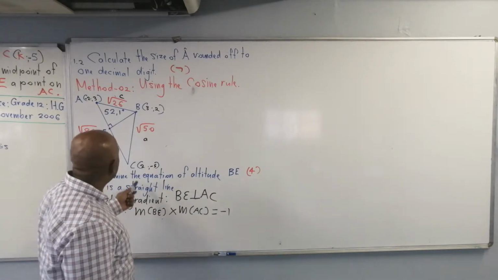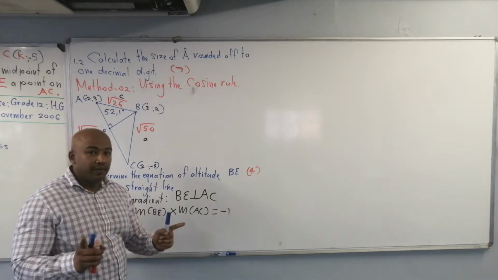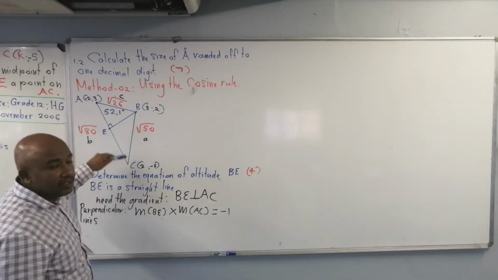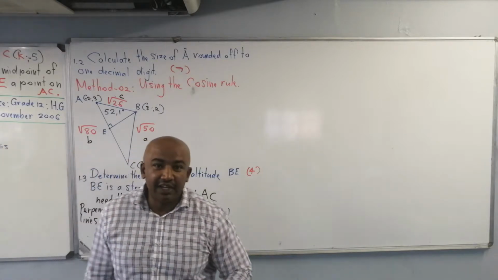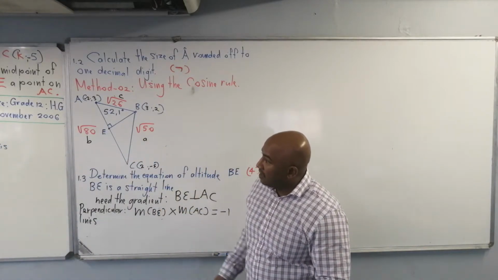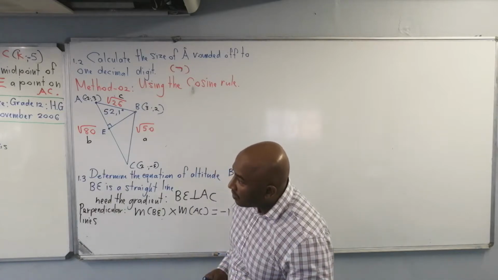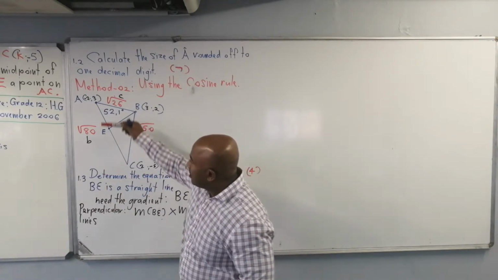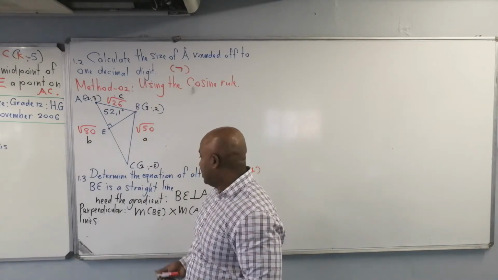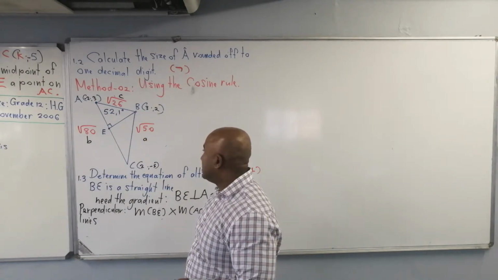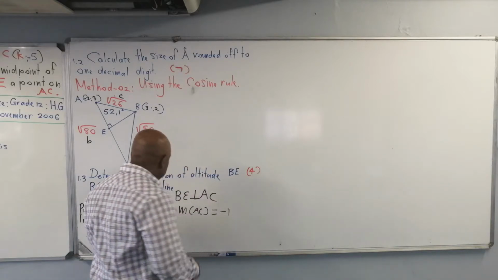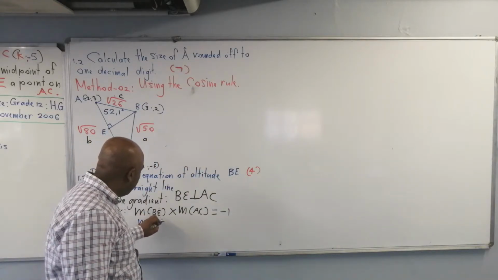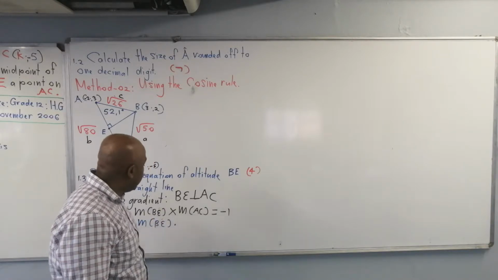What is the gradient of line BE? That's what we want. What is the gradient of line AC? Remember, we were working out the angle of inclination in the previous example, 1.2. So we already worked out the gradient of AC. Okay. So M of BE times M of AC.